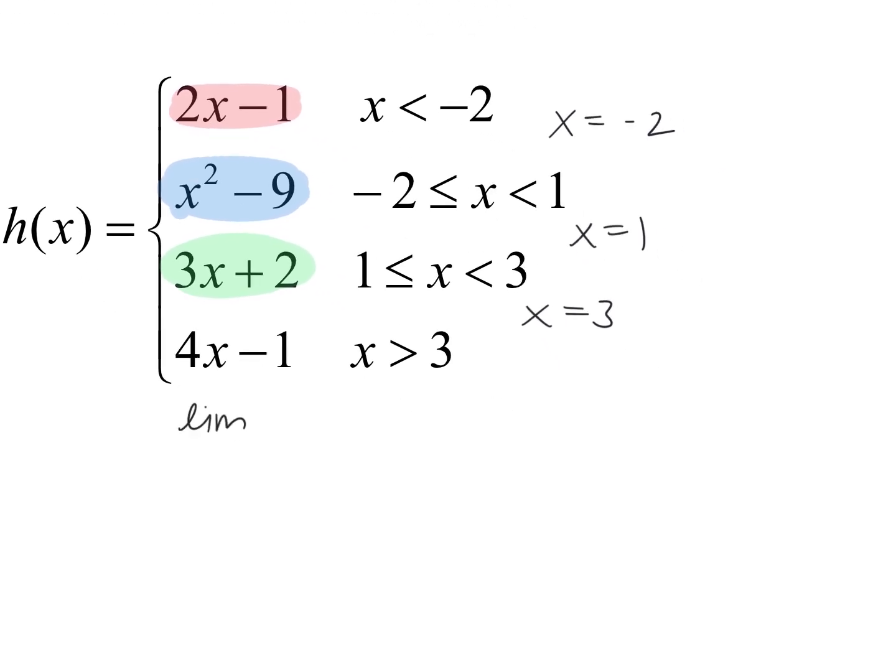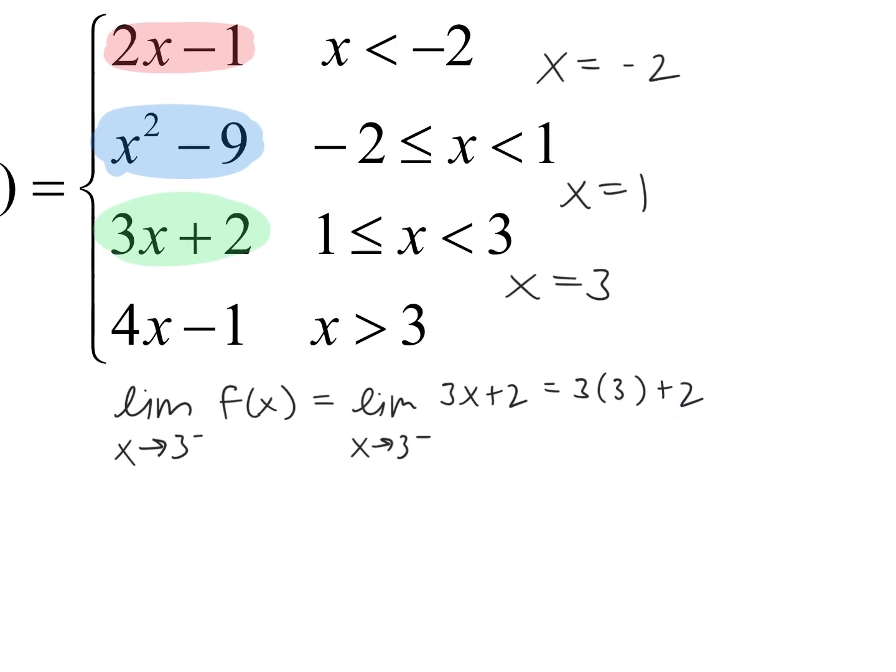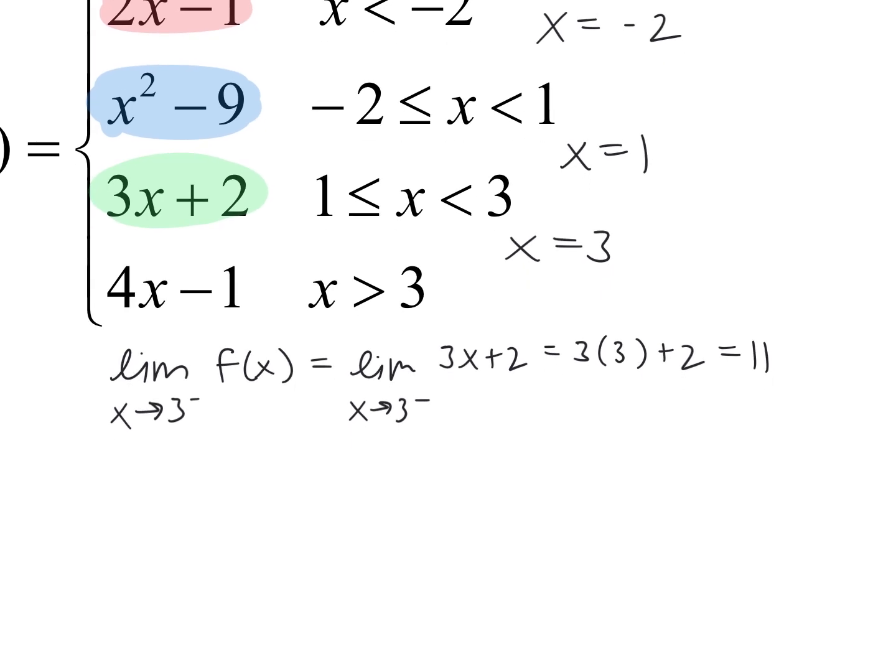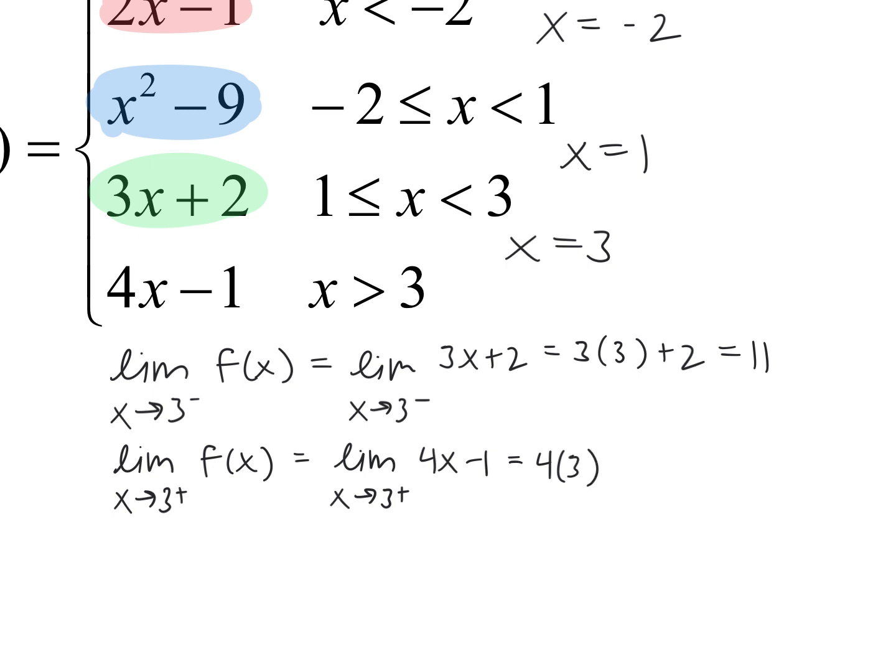If I look as I approach 3 from the left of my function, I would be using that function in green there, right? So the limit as x approaches 3 from the left of 3x plus 2 would give me something like that, which would be 11. Now if I approach it from the right, of my 4x minus 1, I plug in 3, and I get also 11.